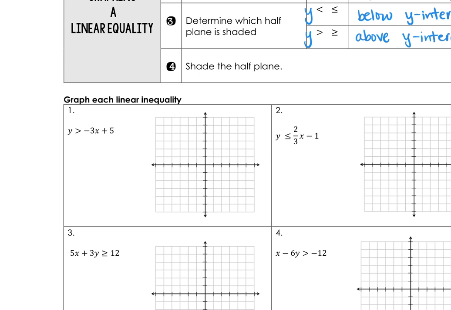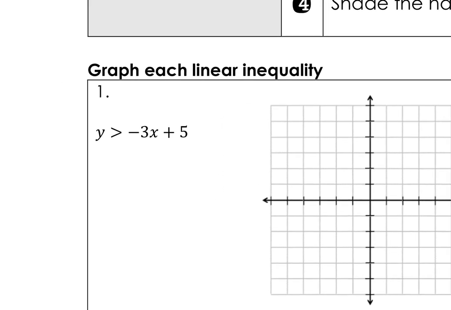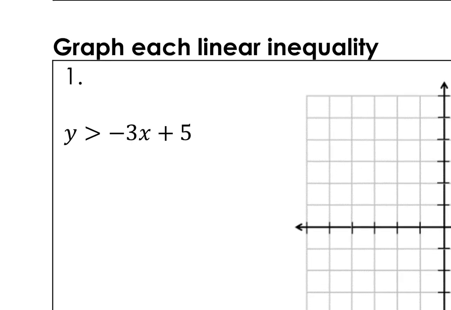Number 1 is y is greater than negative 3x plus 5. So this inequality is already in that y equals mx plus b form. So I already know the slope, and I already know b, the y-intercept, and that's what I'm going to use to make some points here on my boundary line. So my slope is a negative 3, and then b, the y-intercept, is 5.